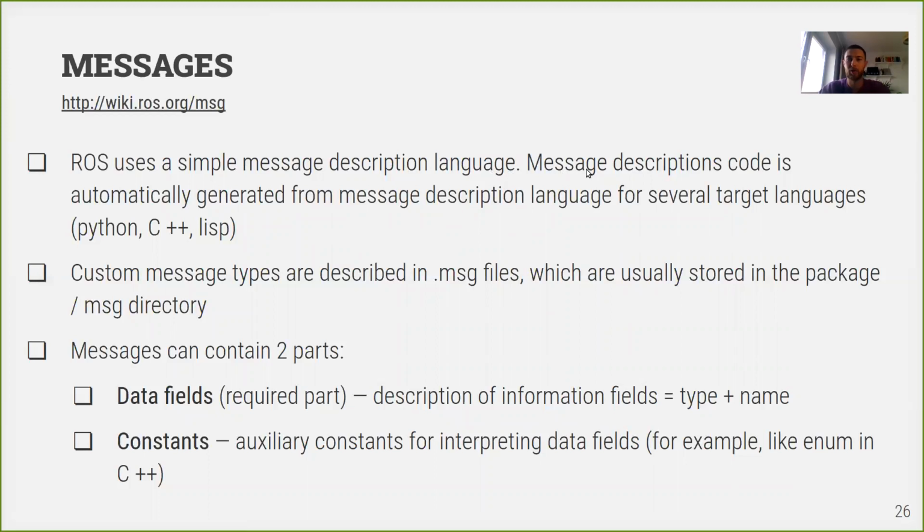So this is something ROS performs for us. It generates message descriptions from the message description language in several target languages. By default, ROS generates it in Python, C++, and Lisp, because these are the three most common languages for ROS, but there are others, and you can generate for other languages.